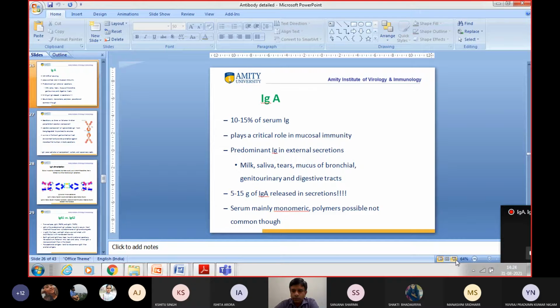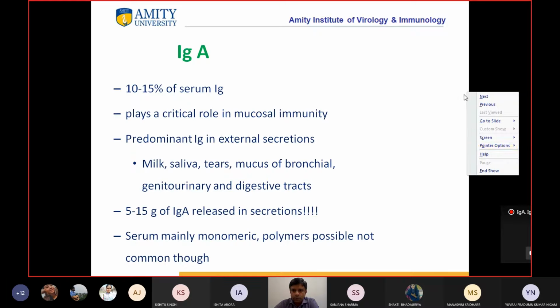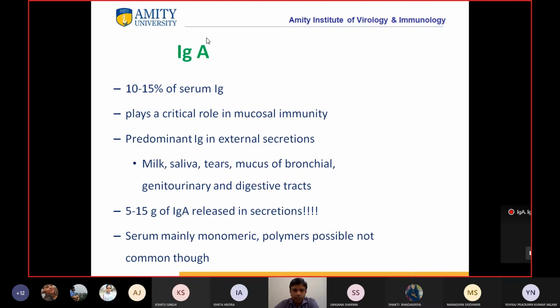I think we have already started with this slide, so let me just refresh this. This is immunoglobulin A, right? It is 10 to 15% of the total serum immunoglobulin. It's the most important player in mucosal immunity, okay? Immunoglobulin A is the one present in the external secretions, right? So you will find it in milk, in saliva, in tears, and in the mucus of bronchial, genitourinary and digestive tracts.